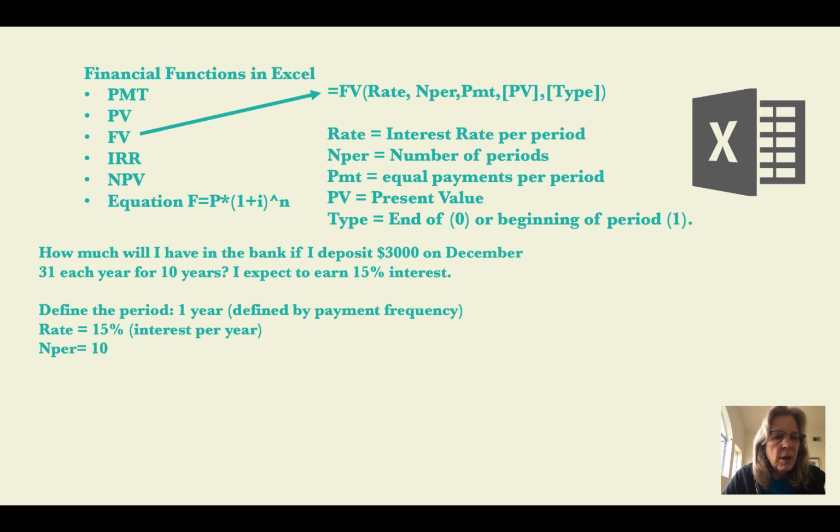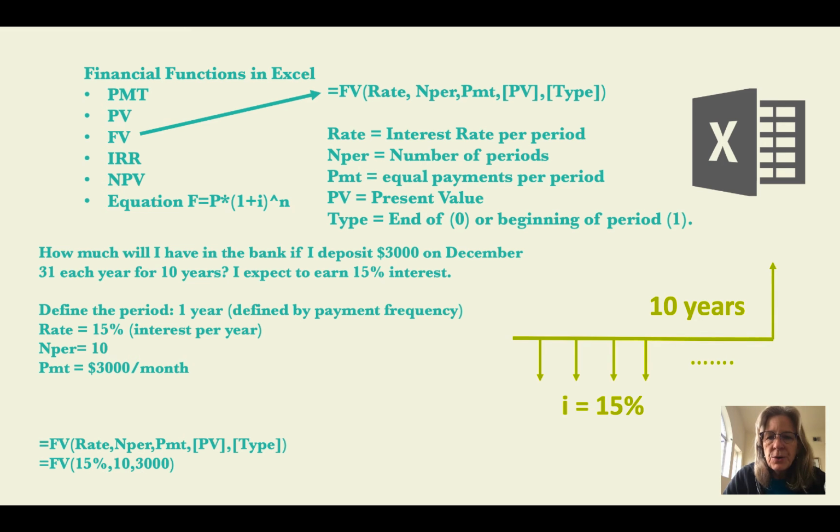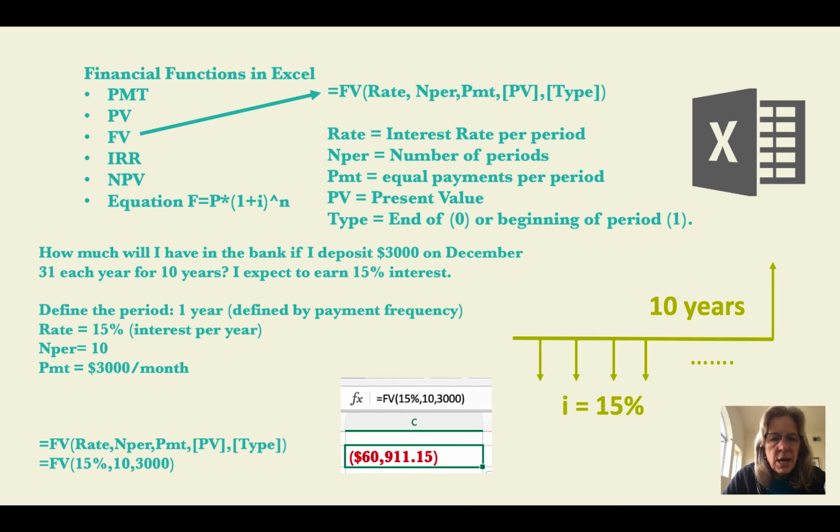$3,000. Oh, that should say $3,000 per year, not per month. Please correct that. And then I put that value into the equation. So I want to know what the future value is if I'm paying $3,000 per year for 10 years. And I put that in there and it comes up with $61,000 at the end of 10 years if I put $3,000 a year.